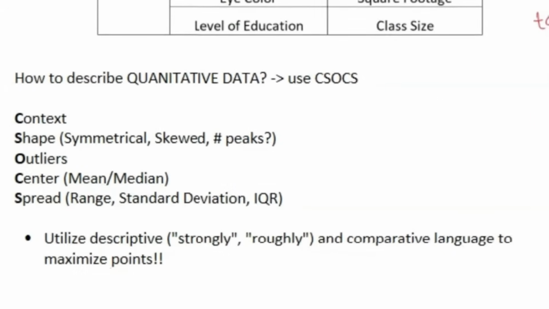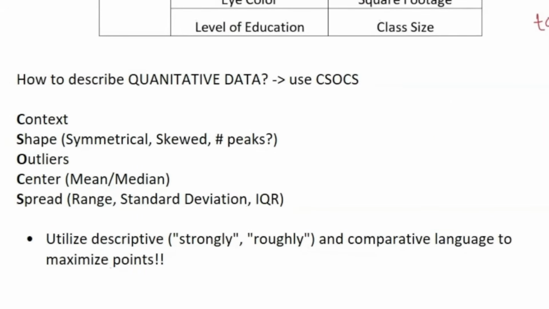Okay, so now let's go on to quantitative data. For quantitative data, you want to know how to describe it. A big part of AP Stat is just interpreting, because a lot of the calculations are pretty straightforward. You have a reference table, you can use your calculator, all that. But you need to know how to interpret.